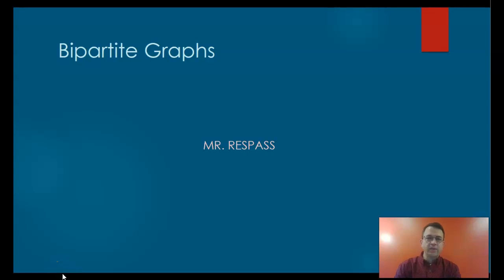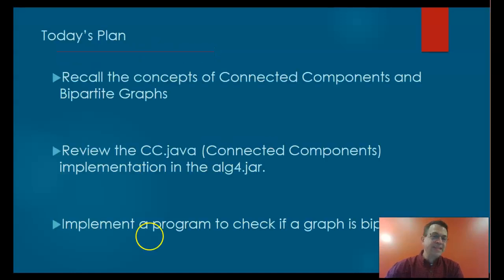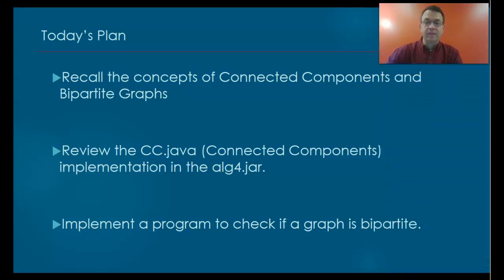Welcome. So we're going to continue our study of undirected graphs by looking at bipartite graphs. And today we're going to create an implementation of an algorithm to determine if a graph is bipartite. So today's plan is first to recall the concept of a connected component, and then also to recall what a bipartite graph is. Then we'll review the implementation of cc.java, which is the connected components implementation provided in the algorithms course jar file. And then we're going to implement a program to determine if a graph is bipartite.